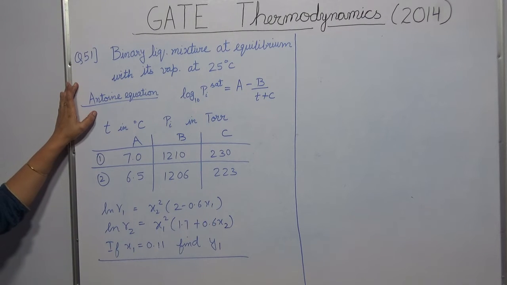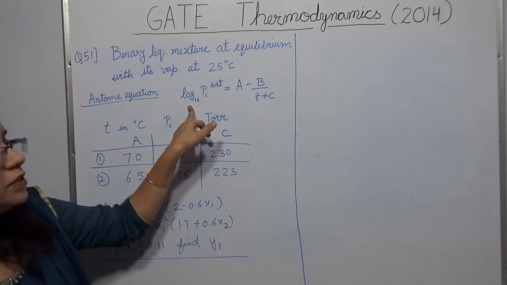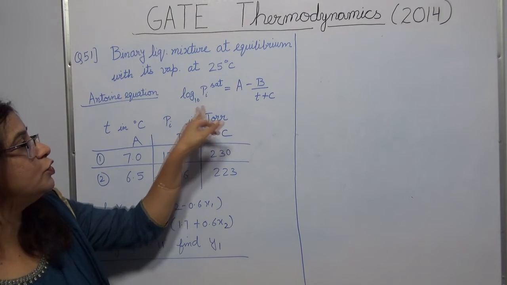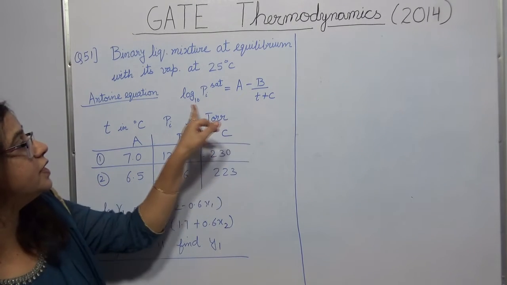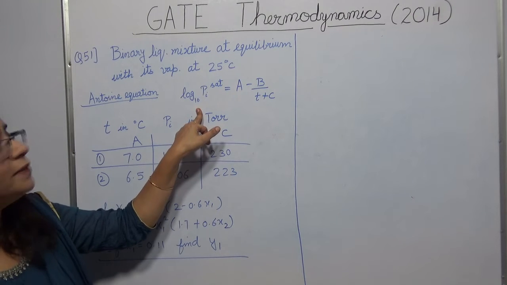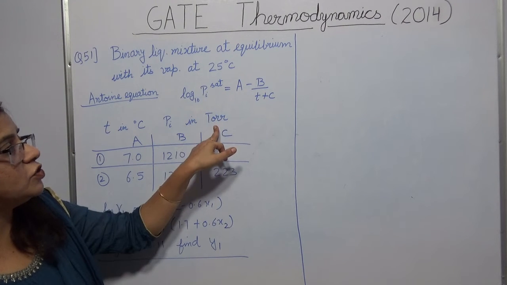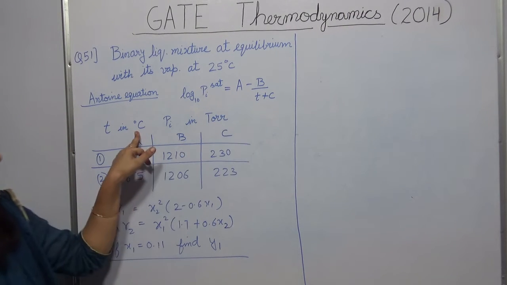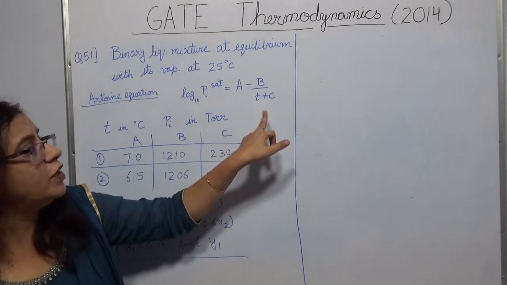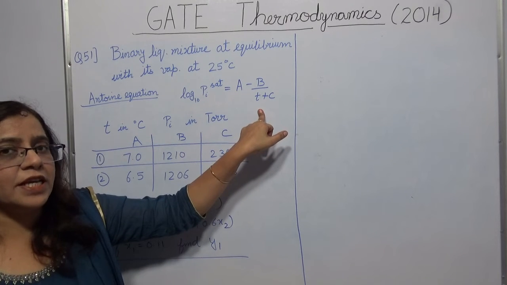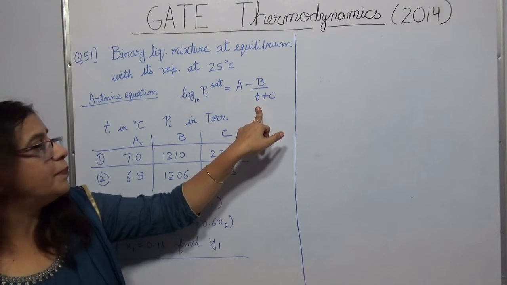They have given you Antoine's equation, and just make sure you check the form of the equation, because here it is log to the base 10. Pressure is given in torr and temperature is in degrees centigrade. So do not make a mistake of converting it now to 298. Okay, use 25 here. Fine.